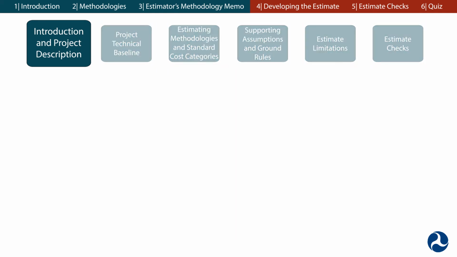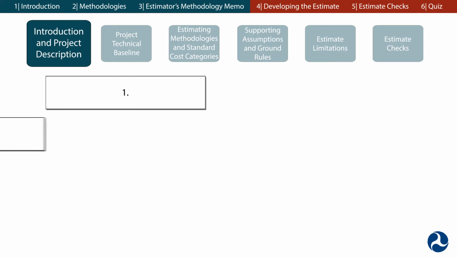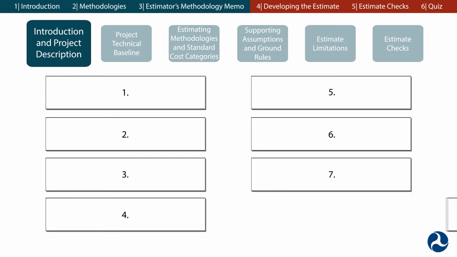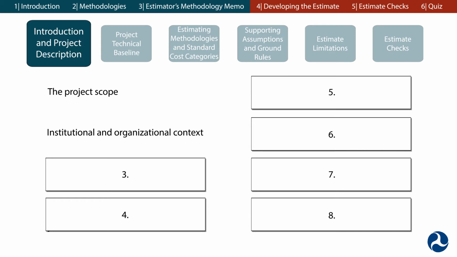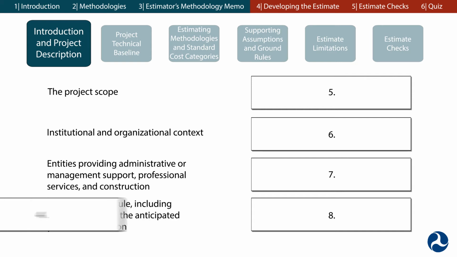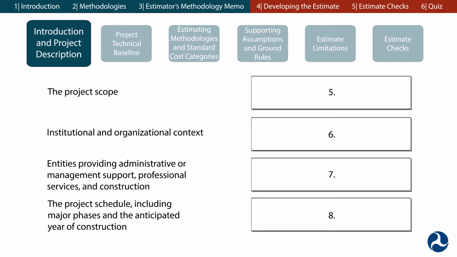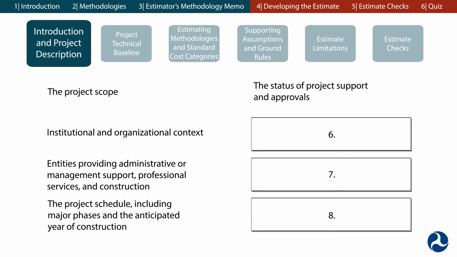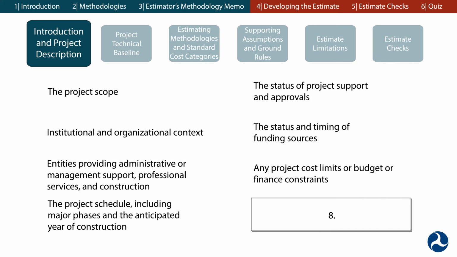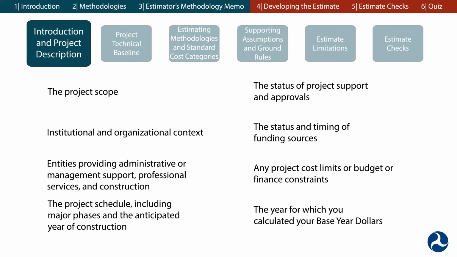The introduction and project description must describe the current project phase, the level of project development or implementation, and other information to put the estimate in context. The project description should include the project scope, institutional and organizational context, a list of the entities providing administrative or management support, professional services, and construction, the project schedule, including the major phases and the anticipated year of construction, the status of project support and approvals, the status and timing of funding sources, any project cost limits or budget or finance constraints, and the year for which you calculated your base year dollars.